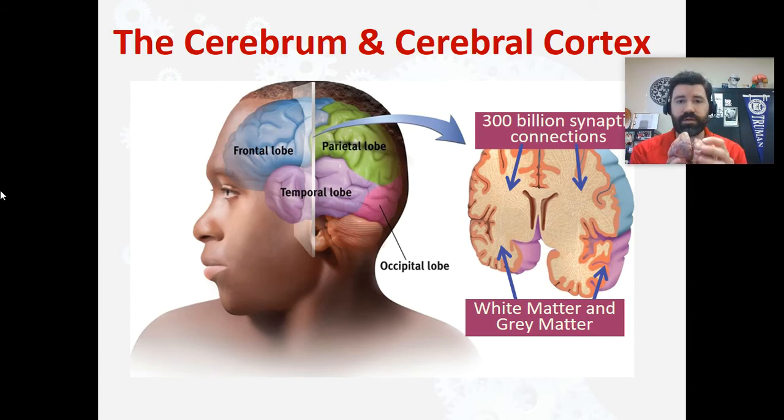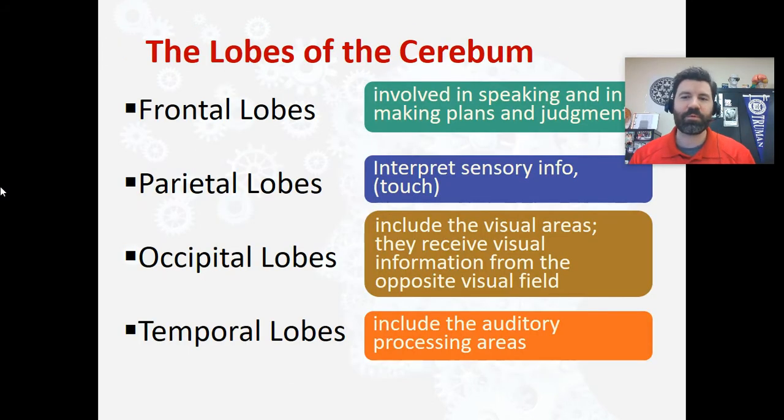You've got your left frontal lobe and your right frontal lobe. You've got your left occipital lobe and your right occipital lobe, etc. All right, so what do these do? Well, you can kind of see here. Let's skip frontal lobe for just a moment and let's look at the other three.